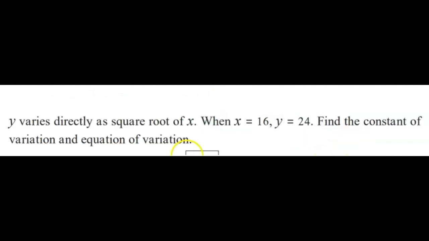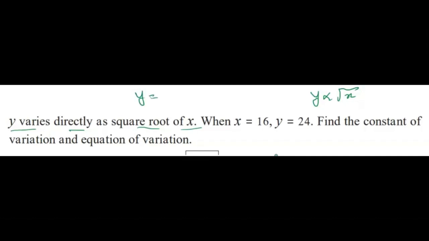Now let's go for one more example, where y varies directly as the square root of x. We have to find the constant of variation. Suppose y varies directly as the square root of x.